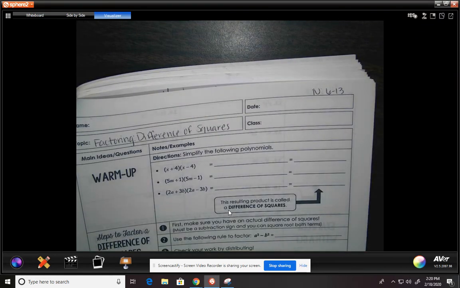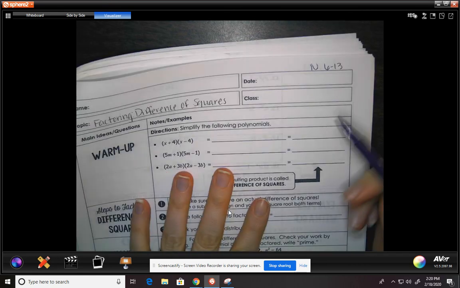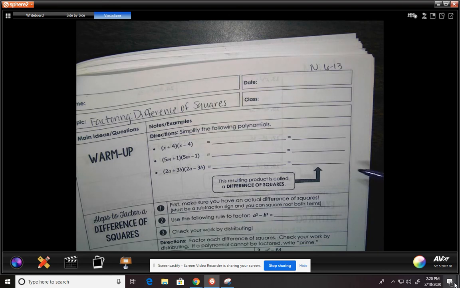All right, guys, going now to note 6-13. Okay, we're going to talk about factoring, but now we're going to do difference of squares. So just like yesterday, we're going to do some warm-ups and multiplying binomials times a binomial.